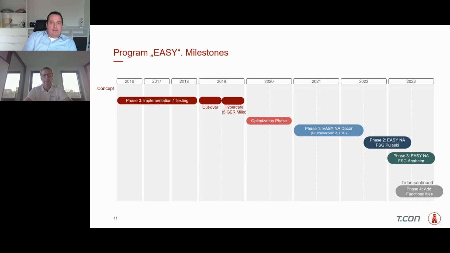Yes, that is the whole schedule of EASY. You see a very long time frame overall with about 7 years. And what has happened till now is we have done the implementation in Germany and for EASY North America.